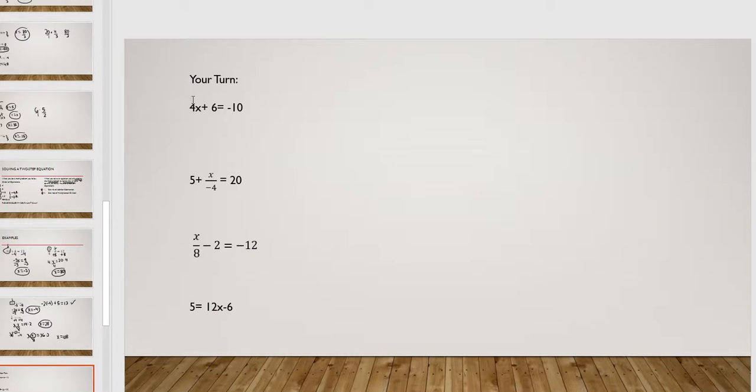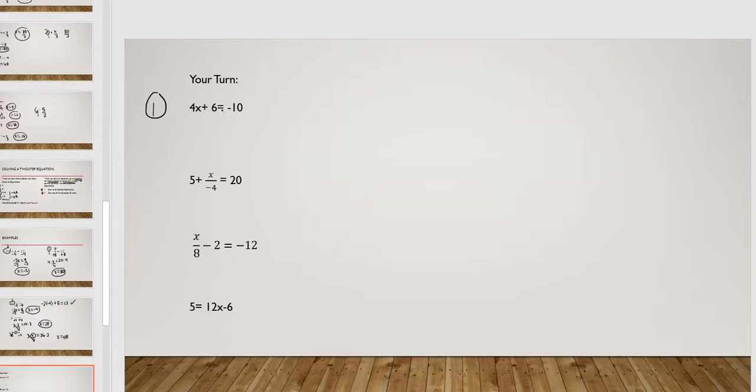Now it is your turn to practice, so I want you to push pause. Go ahead and do these ones on your own, and then I am going to go through the answers with you, and then you're going to be ready to move forward with doing your ALEKS assignment. Okay, so here we go. Let's go ahead and go through these answers one at a time.